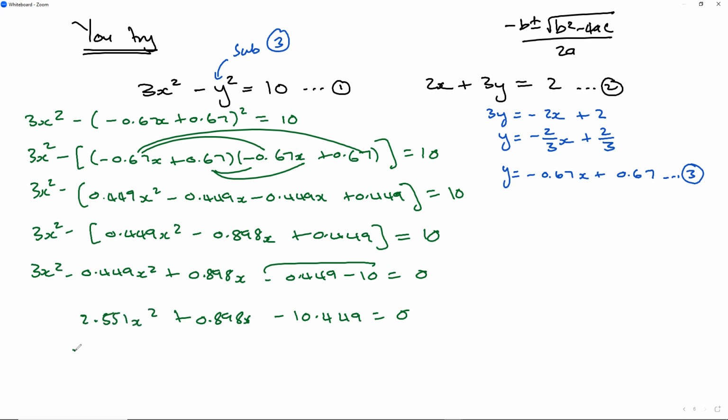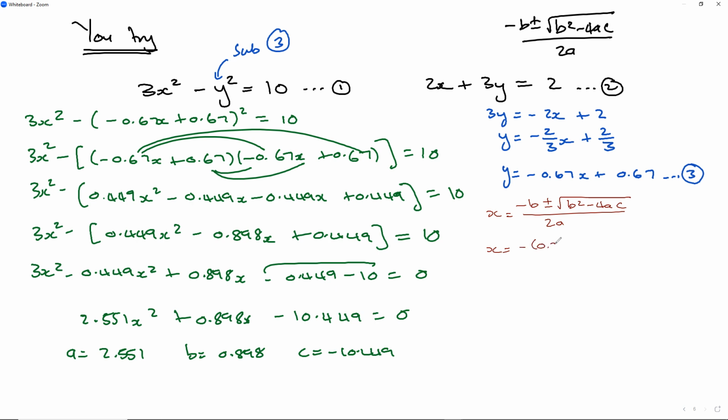x squared. So my A value is going to be 2.551. B value is going to be 0.898. And C value will be negative 10.449. And now we're ready to use the quadratic formula. The quadratic formula is minus b plus minus the square root of b squared minus 4ac over 2a. So x is going to be given by minus b plus minus the square root of b squared minus 4ac all divided by 2a. We substitute b in there. Use brackets when you substitute. Always helps. So you minimize that error.